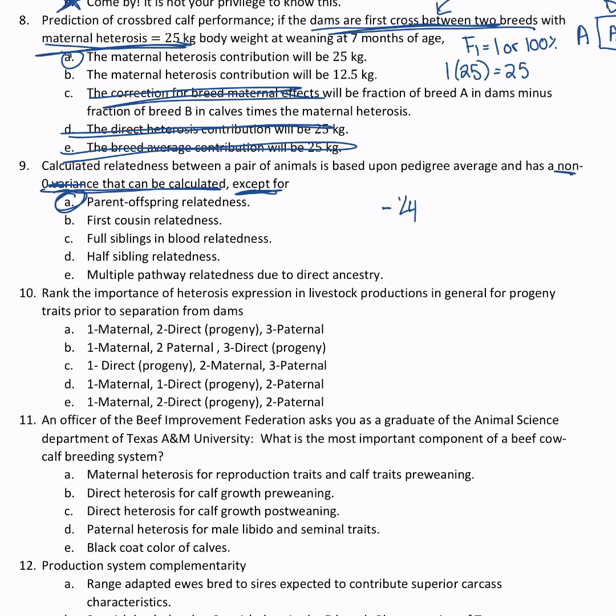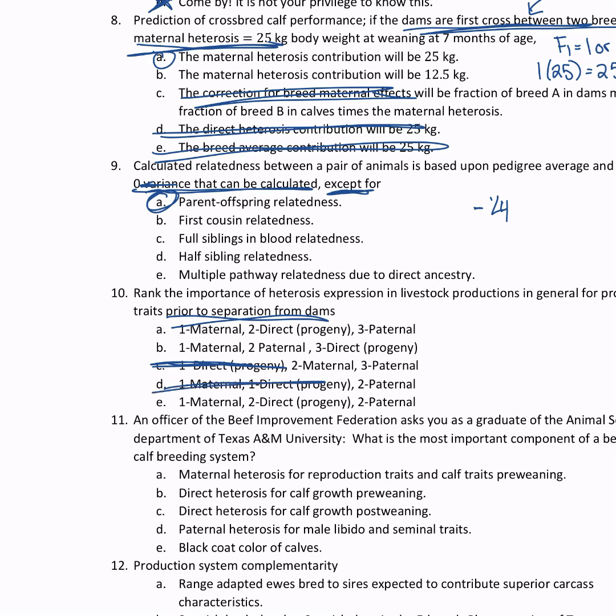So rank the importance of heterosis expression in offspring in general for progeny traits prior to separation from dams. So let's just think about that from birth to weaning. So prior to separation from dams, we always talk about maternal heterosis being number one for sure. You get so much performance increase from having maternal heterosis. So answer choice C is not correct, and neither is answer choice D, because maternal heterosis is going to outweigh the direct heterosis that we see. And then we're not going to share between direct and paternal. So answer choice E is not correct, because with direct heterosis, you'll get a whole lot more performance increase in these traits compared to paternal heterosis.